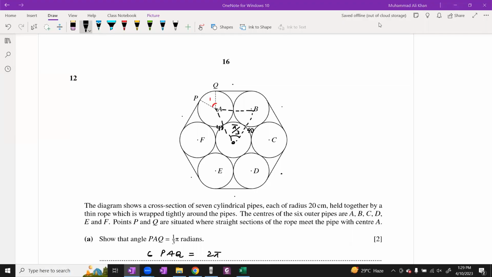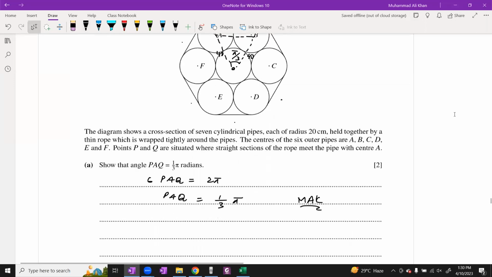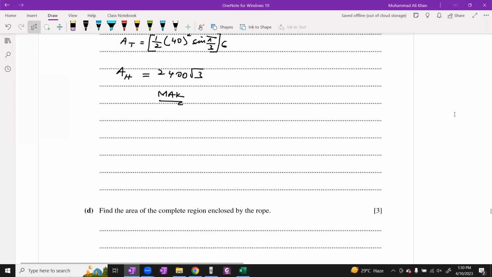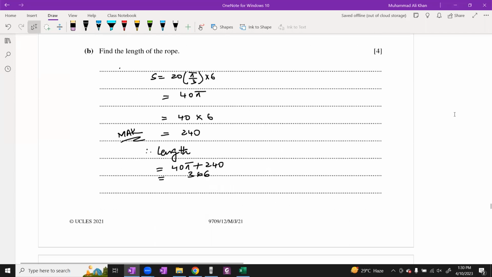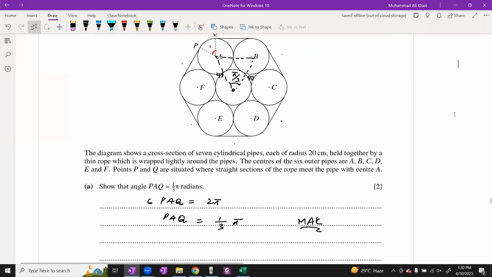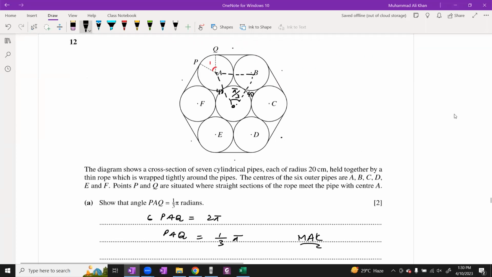After that, in the last part, we have to find the area of the complete region enclosed by the road. How will it come? The area of the hexagon we have already found. Take the area of the rectangle. How much is it? Sorry, 40 multiplied by 20. A to B is 40, multiplied by 20, that is 800.